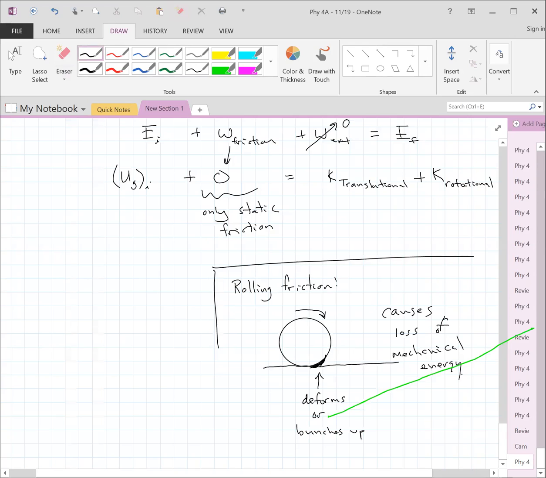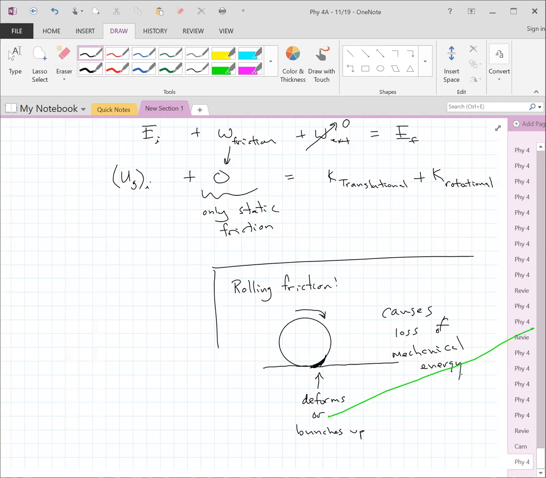So in other words, if I had this tire and I started it rolling on a perfectly horizontal surface, a real world rubber tire that can deform a little bit, it would eventually come to rest. It would lose its mechanical energy to heating up the tire, the deformation in the tire. That's called rolling friction. And that's a real problem with things like car tires.